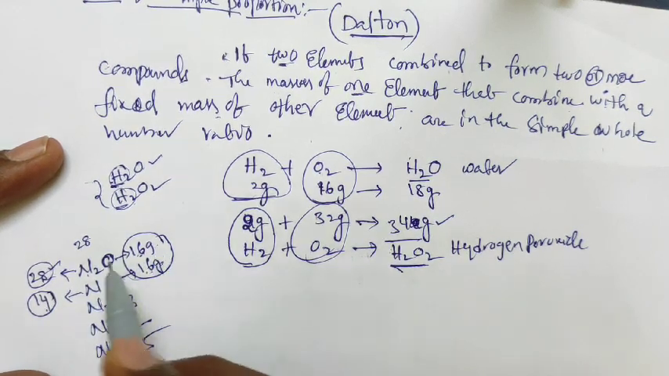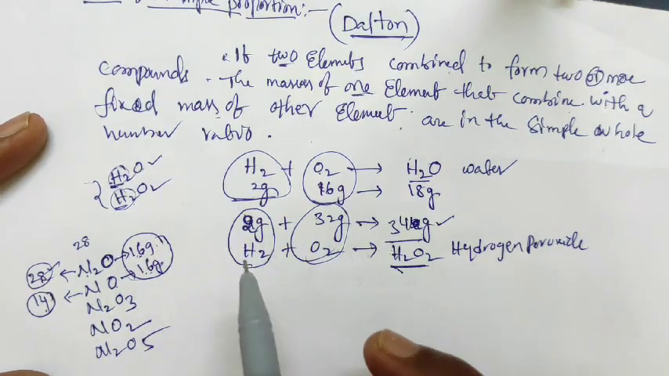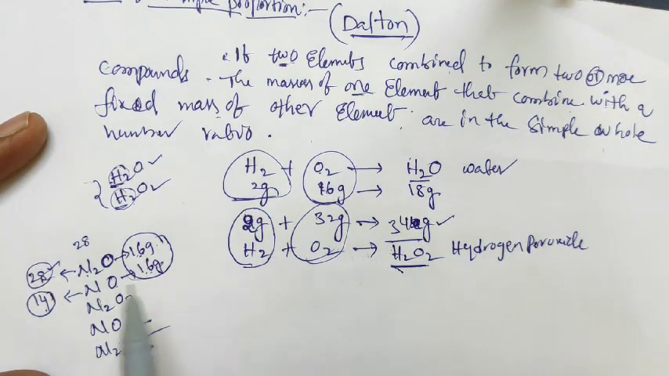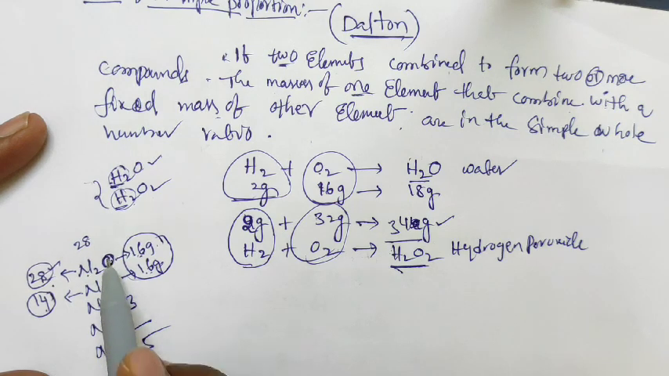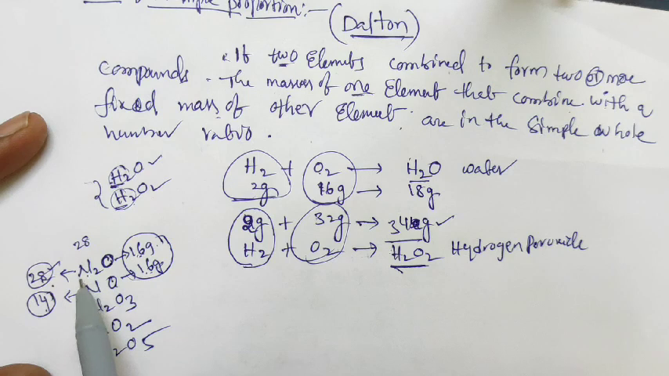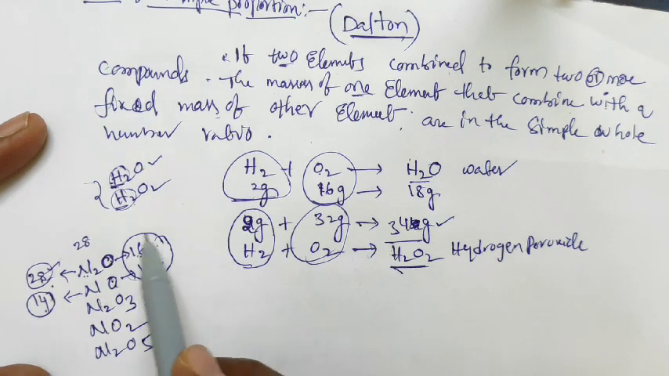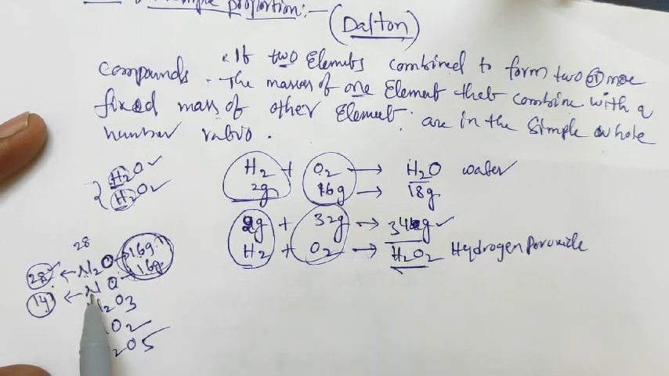So when two elements combine to form two or more compounds, the mass of one element is always combined with a fixed mass of the other element. This is a fixed mass. So the mass of one element combines with a fixed mass of the other element. The mass is fixed for oxygen, but here differences are there.